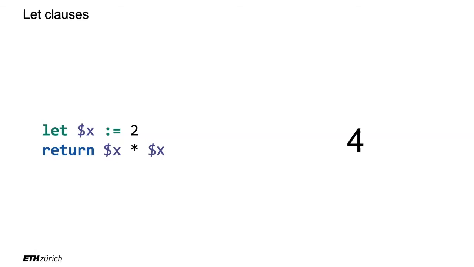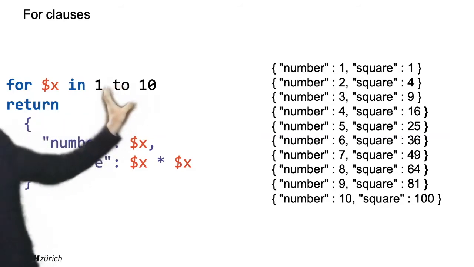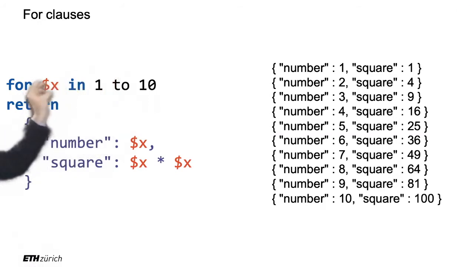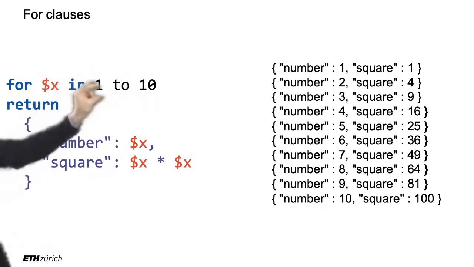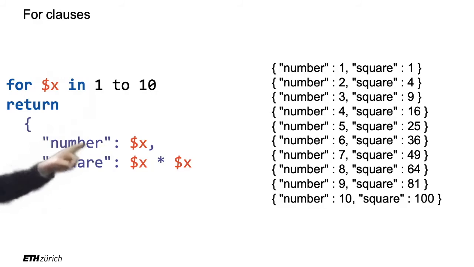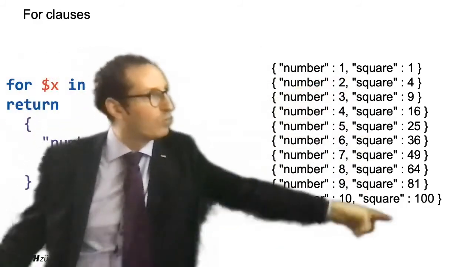We've already seen for and let, right? So let's see what happens. Here we have one let. It says that x is equal to 2. So we are binding x to 2 and then returning x times x. So that's 4, right? If I have a for, that's going to go through each one of them. So here we have a sequence of 10 integers, 1 to 10. And for every one of these integers, we in turn bind this $x. So first $x is 1, then $x is 2, then $x is 3, and so on. And for every one of these, we return the number and the square. So this returns, you see, 1 to 10, and then the square, 1 to 100.